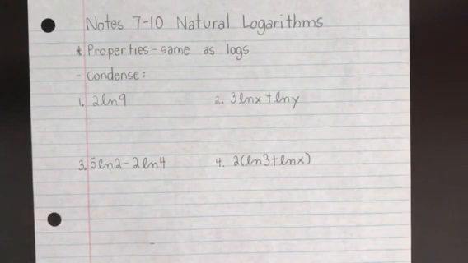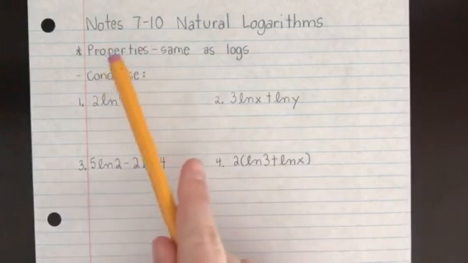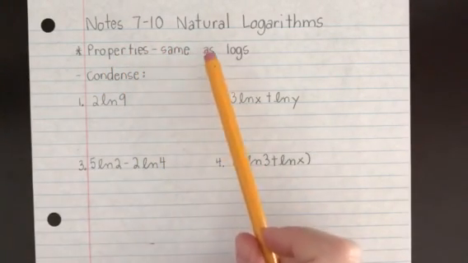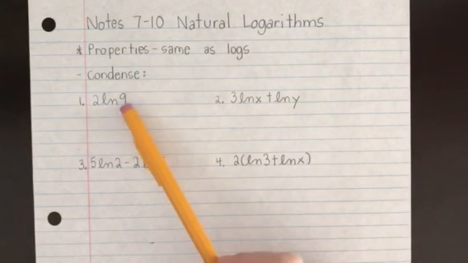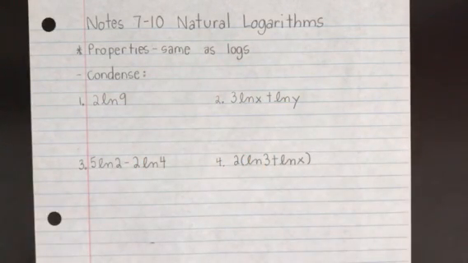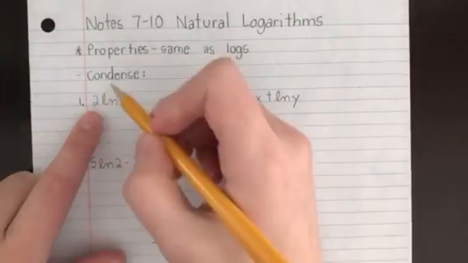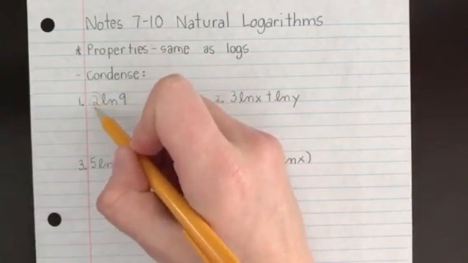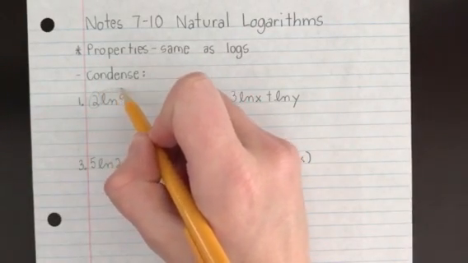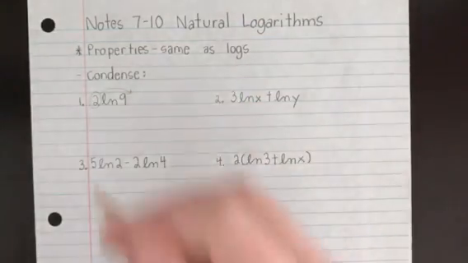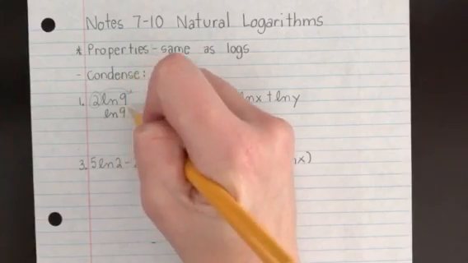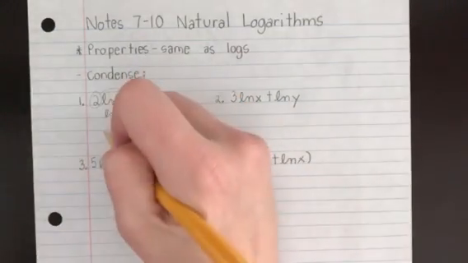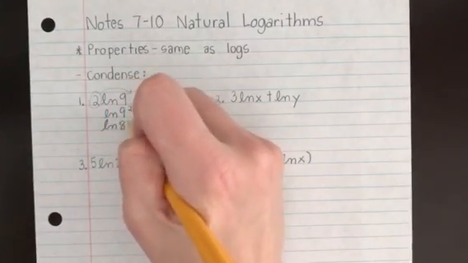Today we're looking at Note 7-10, Natural Logarithms. The properties of natural logarithms are the same as the properties of logs. So if I asked you to condense these natural logarithms, it would happen in the same way. If you've got a number out in front of the natural log, it's going to shift up to the exponent. So this would be ln of 9 squared, and then to simplify, you would just write ln of 81.